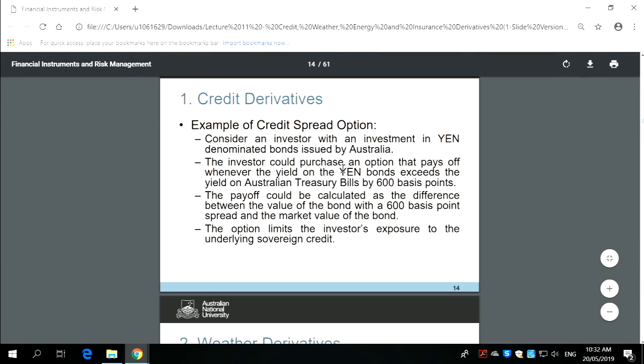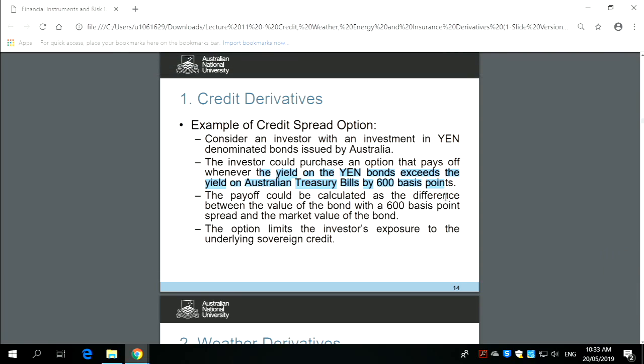So in this example here, it actually requires a quite large difference to trigger that payment. The question says, whenever the yield on the Japanese bond exceeds the yield on the Australian bond by 600 basis points, then you'll be compensated as the difference between the value of the Japanese bond and the Australian bond. So you'll be compensated by the market value times the 600 basis points. Right? Does that make sense? Basically, people take out credit spread options to compensate for the opportunity cost.